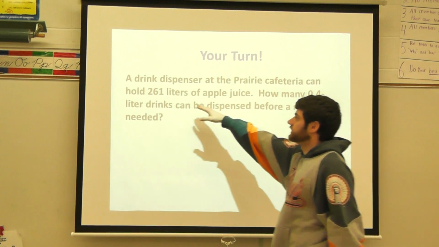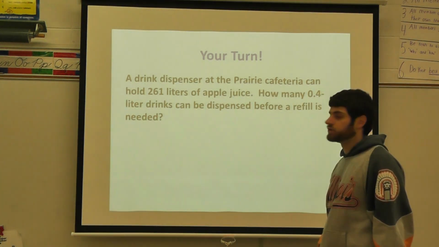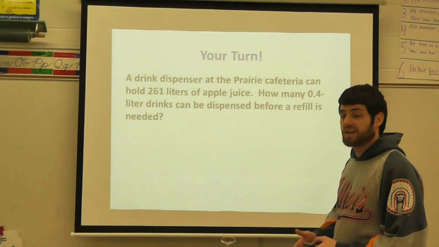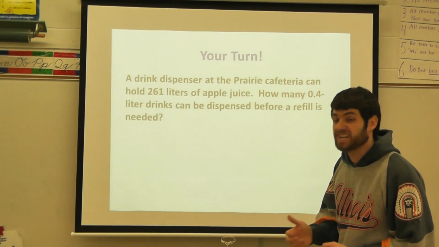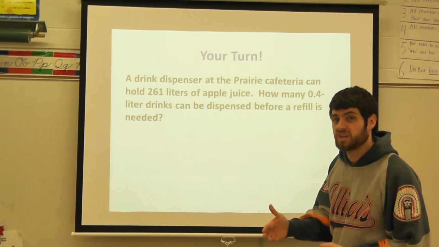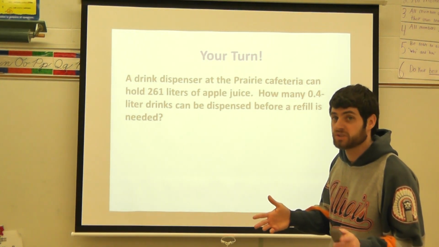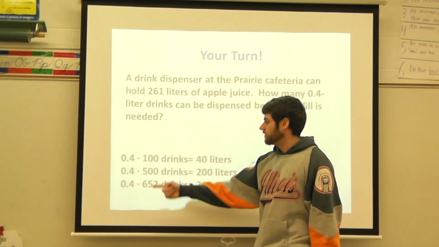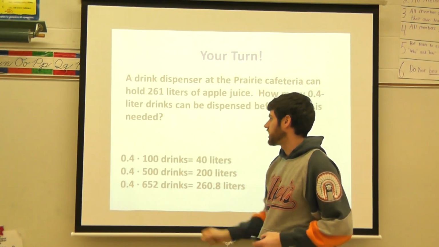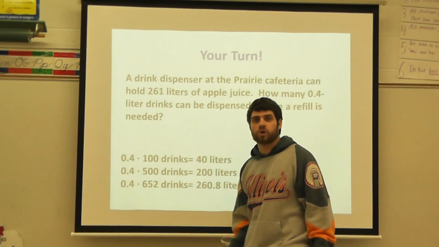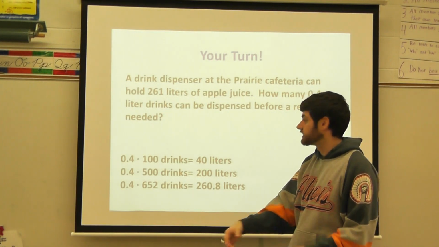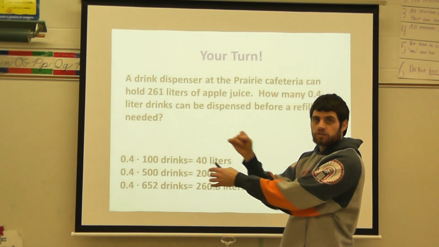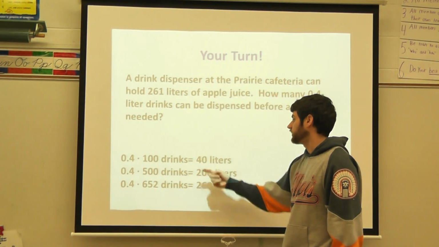All right, so I know that this container holds 261 liters of apple juice, and each drink comes out as 0.4. Here's my little hint: I decided to use estimation in this one. Estimation's coming up in 1.2, but I used it here. Just a little sneak peek. I decided to go with 100 drinks. Imagine 100 drinks came out of this machine. So I took 100 drinks times 0.4 because that's how much each drink is, and that told me I would use 40 liters.